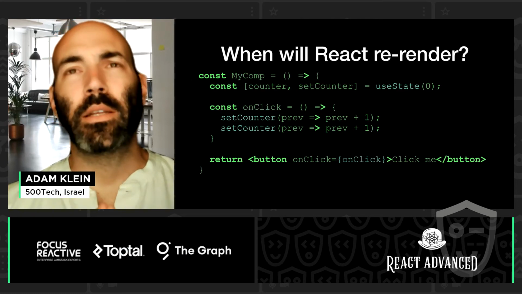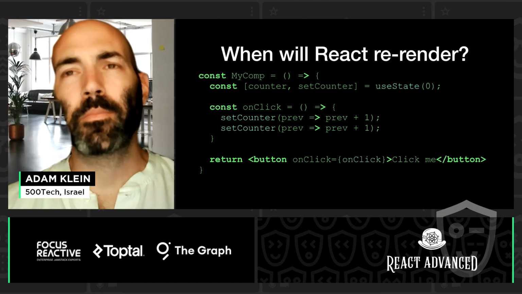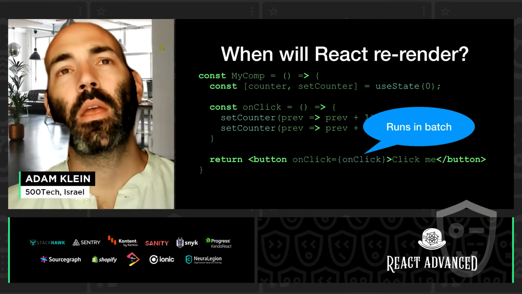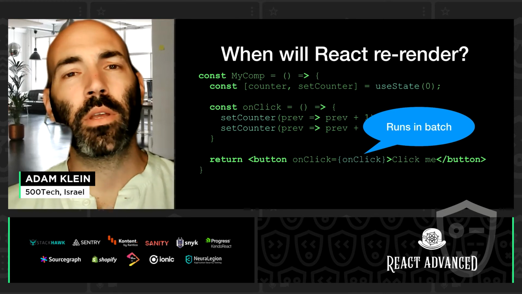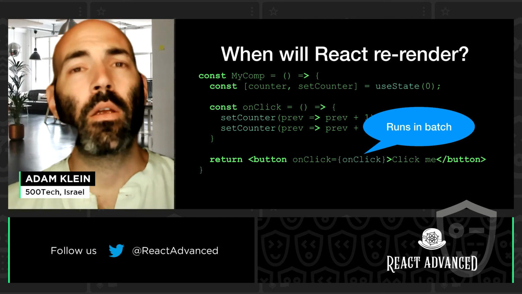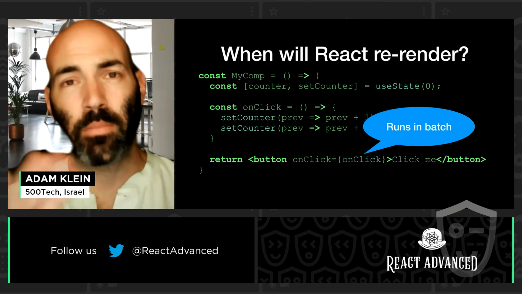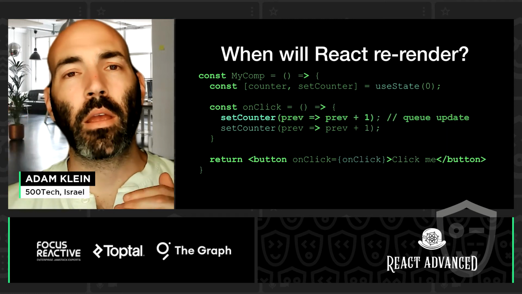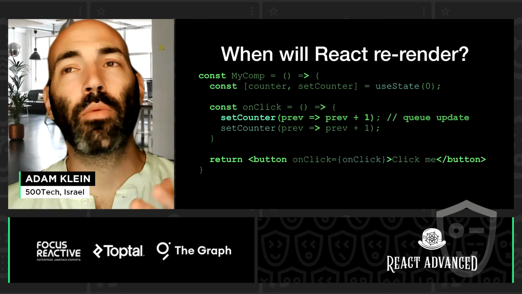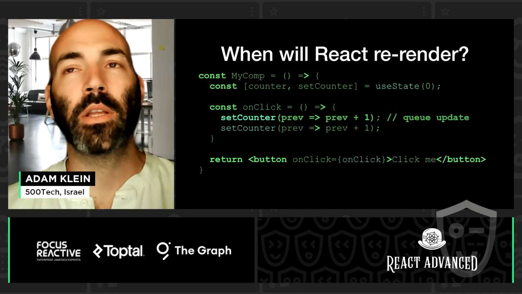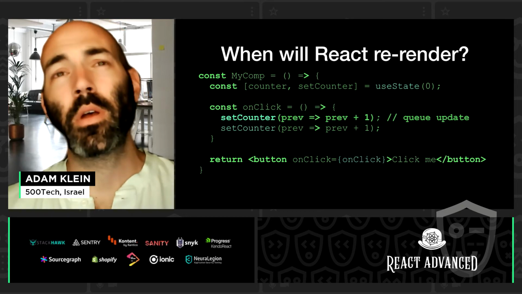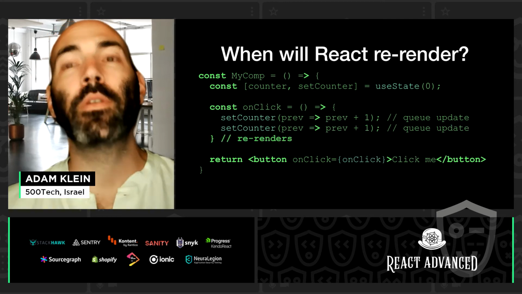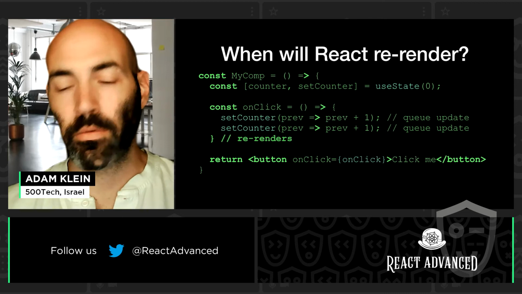So again, let's take an example. We have an on-click event handler, and every event handler in React runs inside a batch, which means that when we call this function on-click, React runs it inside some kind of batch function internally, and every update to a hook will be queued. So the first time we call set counter, it will add an action to the queue. The second time we call set counter, it will add an action to the queue. And after the function finishes, it will trigger a re-render.